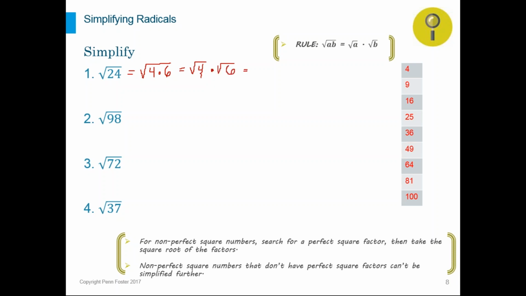Now the square root of 4, I know that it's 2. The square root of 6, if I think about the factors of 6, they are only 1 and 6, 2 and 3. None of those 4 factors are perfect squares. Then 6 under the square root sign is in simplest form. I cannot change it to anything else, so it's going to stay like that. So our final answer is 2 times the square root of 6. That's the simplest form of this radical.